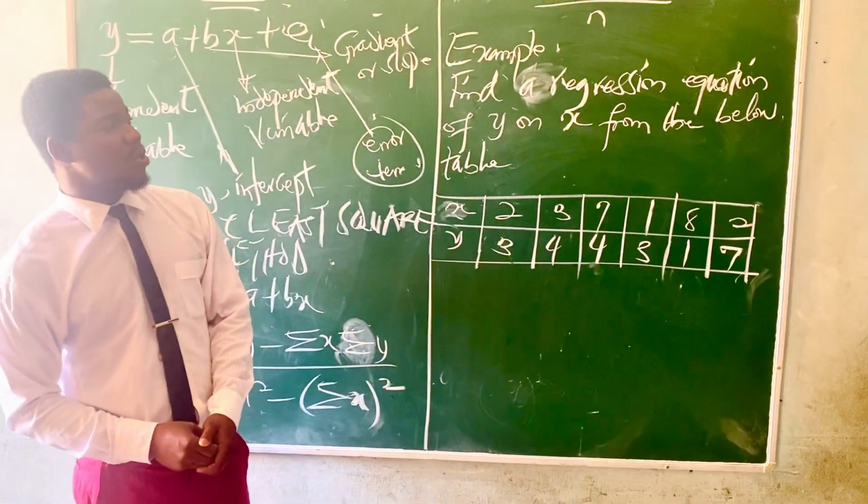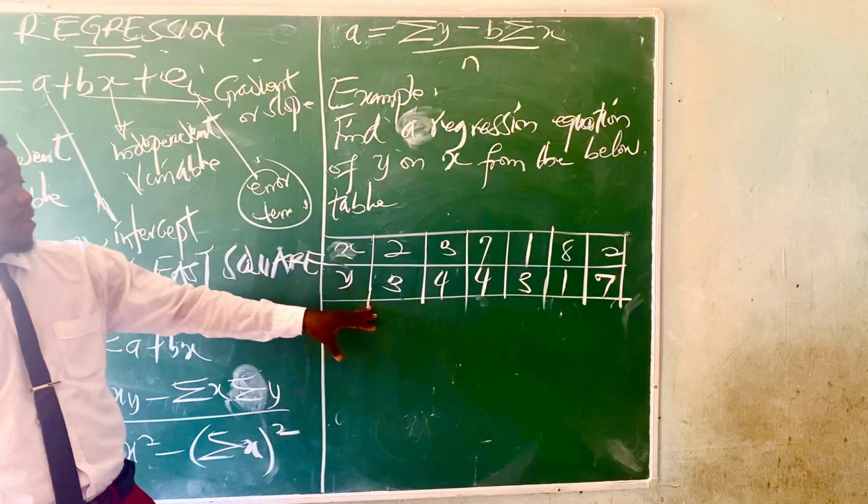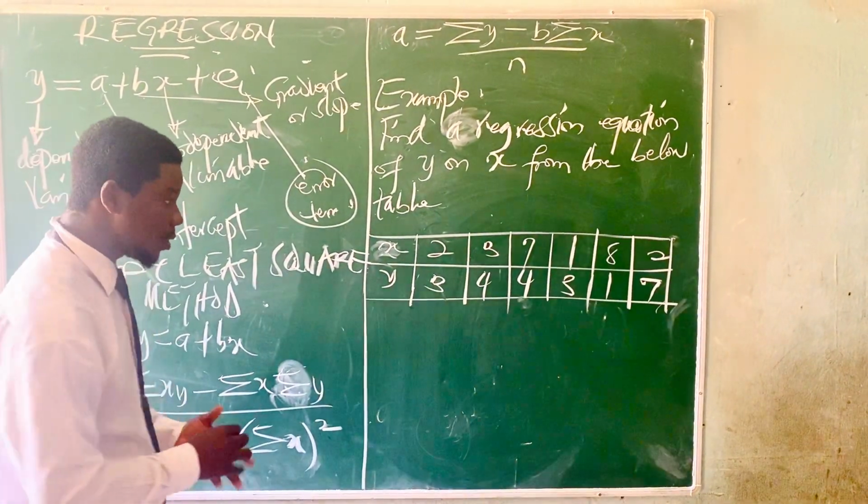Now they are asking us to find a regression equation of y on x from the table below. Now all you need to do is this. Now, solution to this.